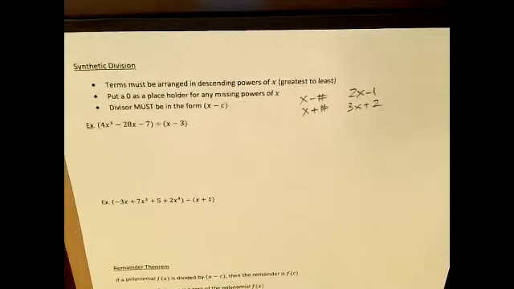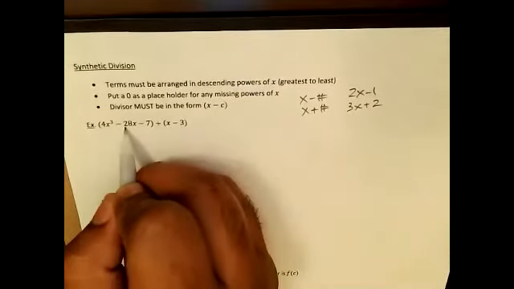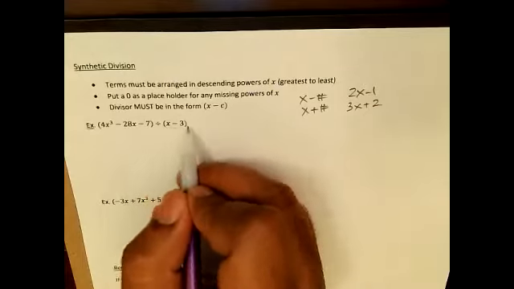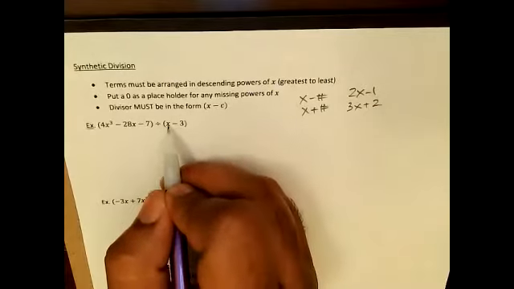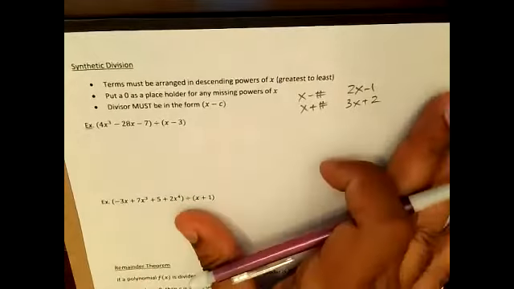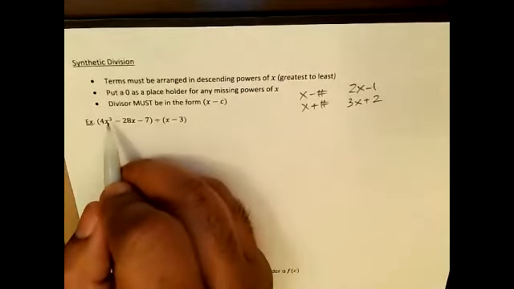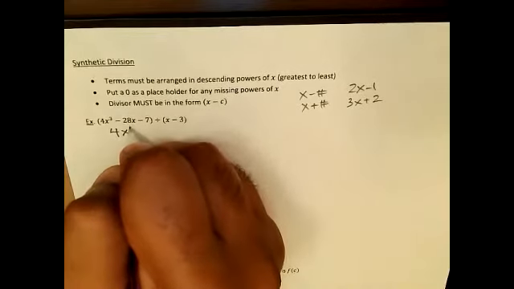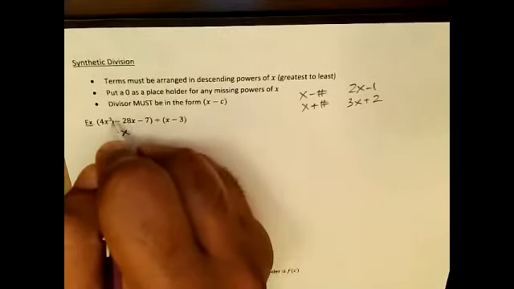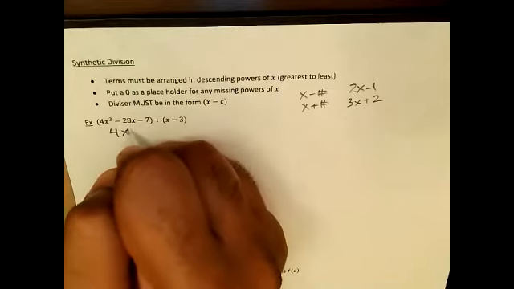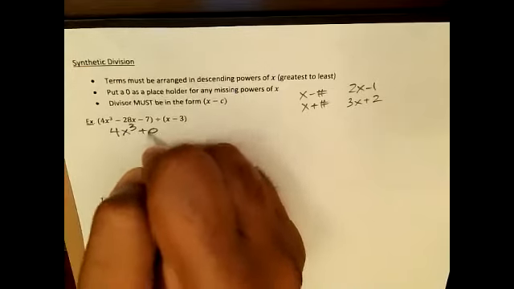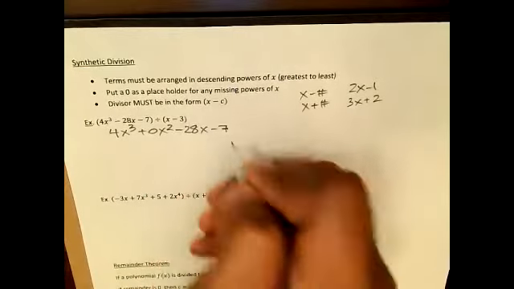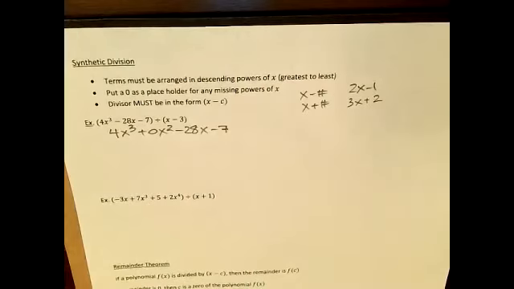All right, so let me show you how to do this. So here we want to divide 4x cubed minus 28x minus 7 by x minus 3. So again, notice my divisor is x minus 3. So you just have an x, which is good. Here, I actually don't need to rearrange, but I need to include an x squared term. So that's going to be 4x cubed plus 0x squared minus 28x minus 7. That's my polynomial.